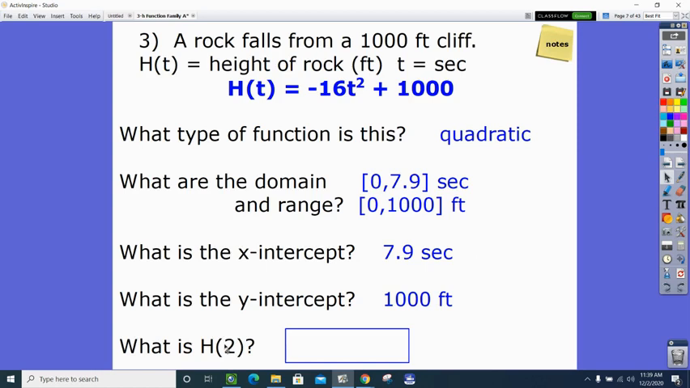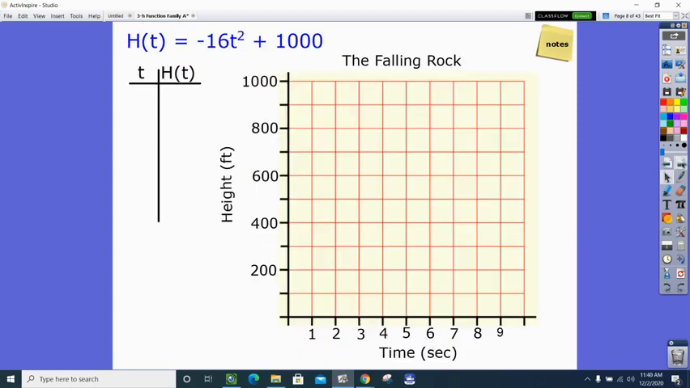What is h of 2? What does that mean in our function notation? Well, what it does mean is that we're going to have 2 seconds. What was the height at 2 seconds? And you're going to put that 2 in, square it, multiply by -16, plus 1,000. I think I used that on my table. But the rock after 2 seconds would be 936 feet off the ground. So this is an example of a quadratic family. Going to move on to our 4th example here.